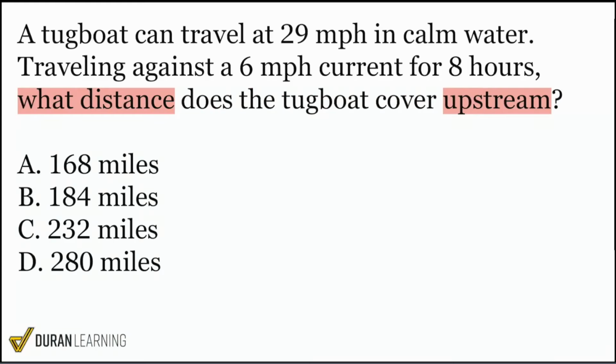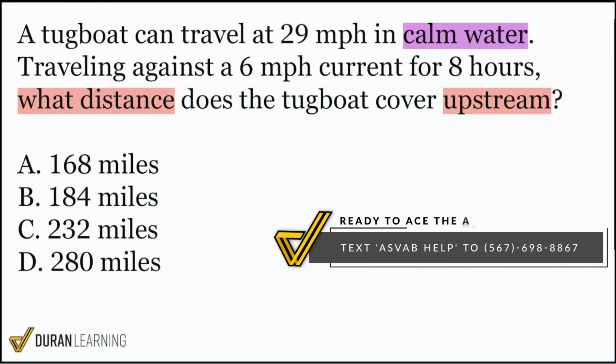We are going upstream. So now that we know that, let's understand the other pieces of information that are given to us, and we'll go from there. So here it says, a tugboat can travel 29 miles per hour, but the key word there is calm water. So without a current, 29 miles an hour. And then it says traveling against a 6 mile per hour current, again, which is the same thing as saying upstream. What are we going to do with that 6 mile per hour current, everybody? If we're fighting the current, what does it do to our original still water speed? Yeah, we're going to subtract from it.